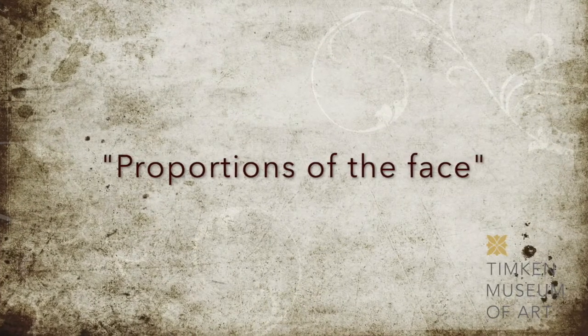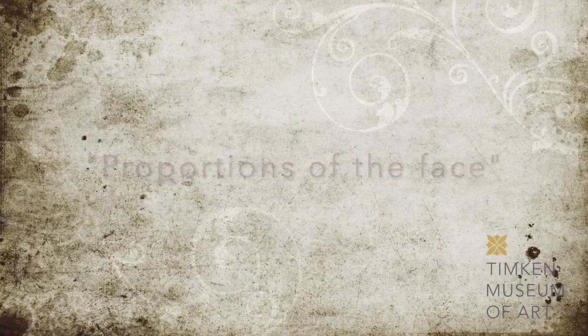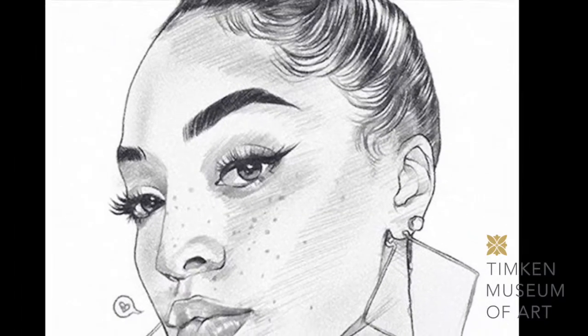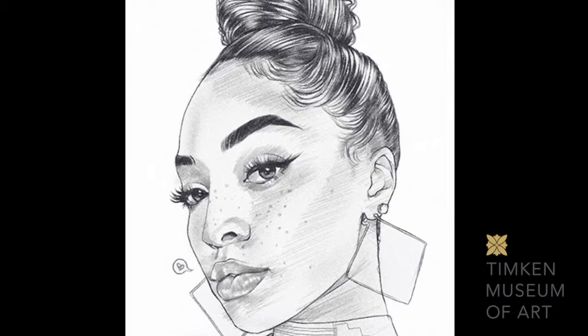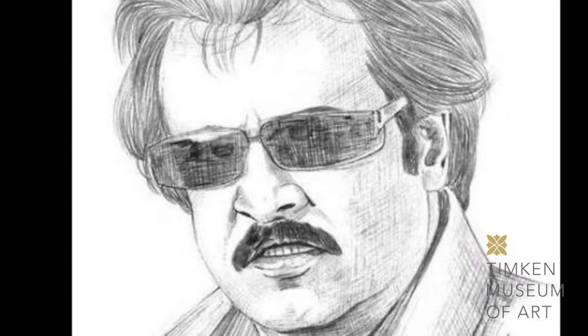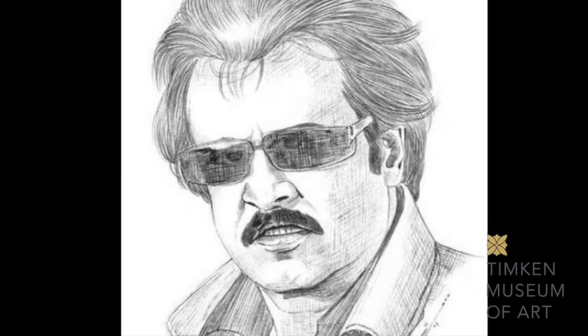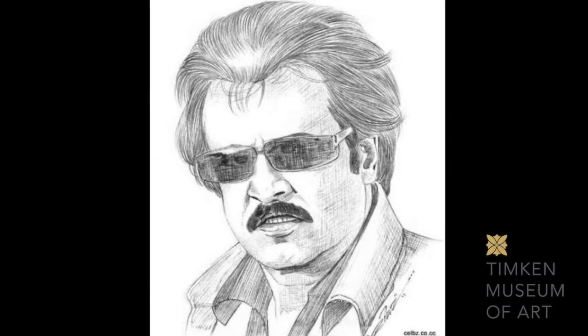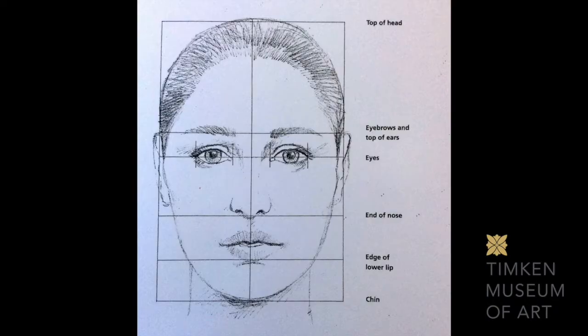Today we're going to be focusing on the proportions of the face. The hardest part of drawing a realistic portrait is drawing the structure and the features of the face in proportion to one another, meaning the right size and in the right location of the head. Artists all use different approaches to achieve this end, like you are seeing in these slides.